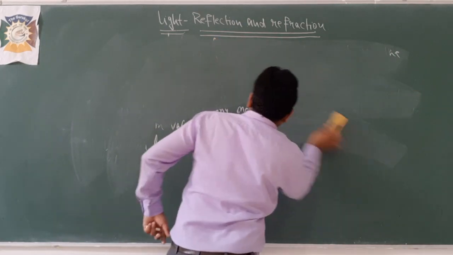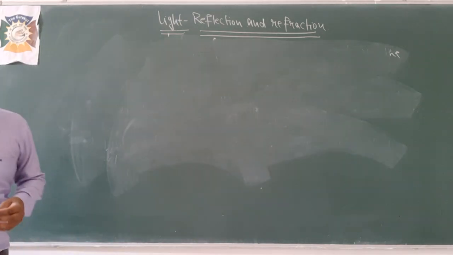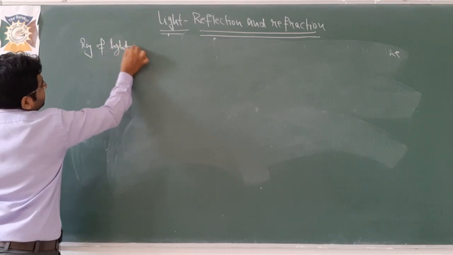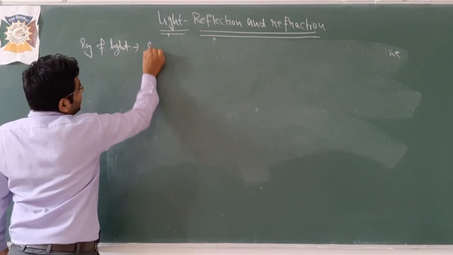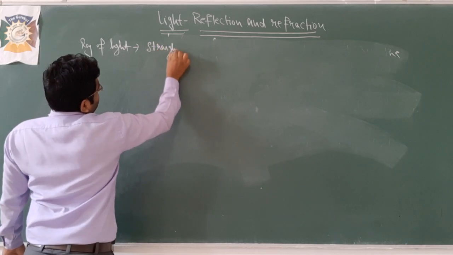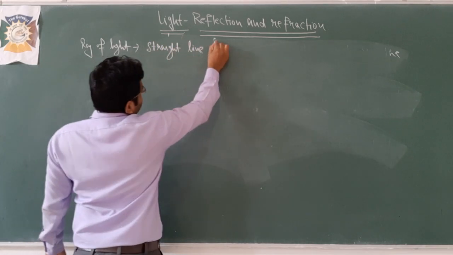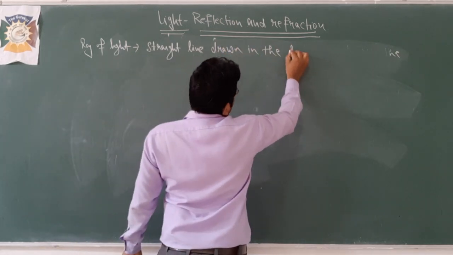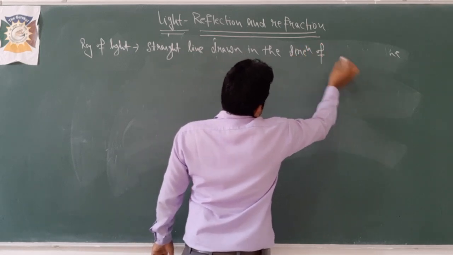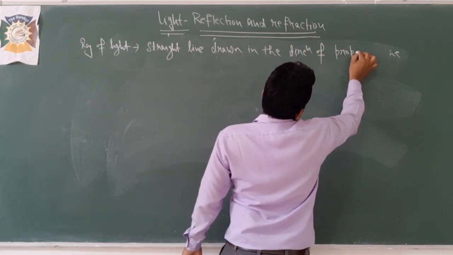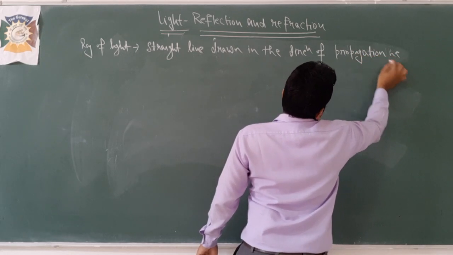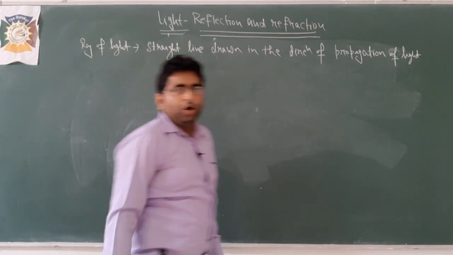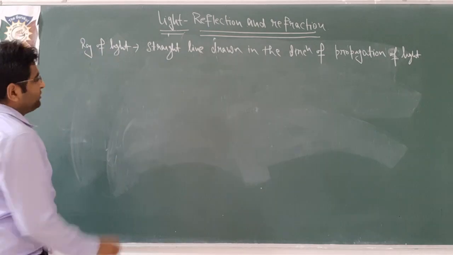So look, beta, first, ray of light. It is a straight line drawn in the direction of propagation of light. Okay, better. Collection of rays of light like this.